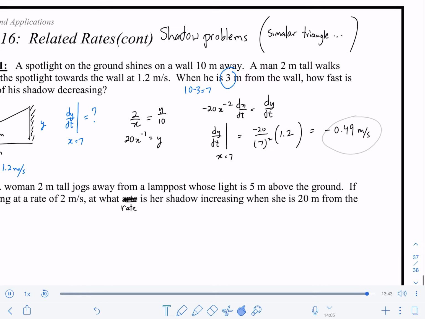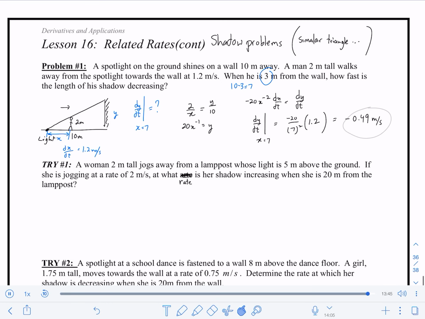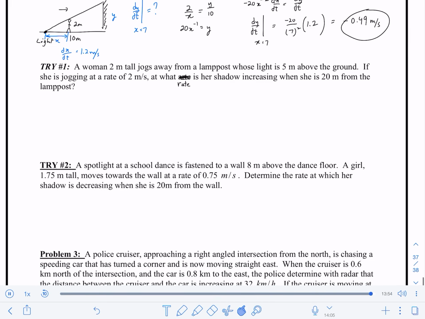And the negative is giving us an indication that this is decreasing, and so this kind of makes sense in this context. So I'd like you to try these next two here. They're very similar in the sense that they use similar triangles, but you're going to have to work at them a little bit more to try to figure out what's going on there. Good luck.